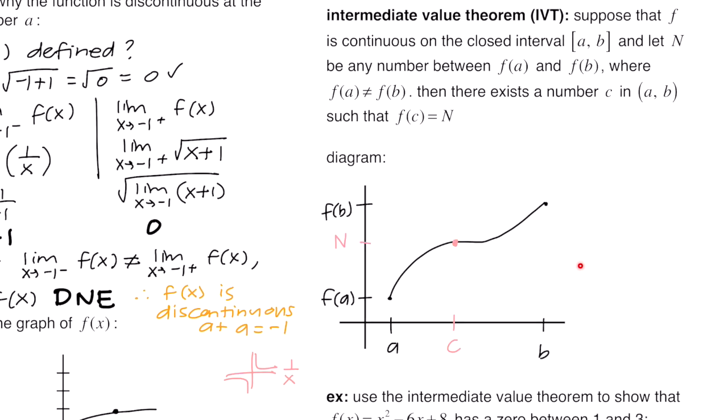So here's our diagram. We have an interval from a to b. We have that f of a and f of b are different heights, so you want your endpoints to be different heights. And then finally, we have N is a y value in between f of a and f of b. If all these conditions are satisfied, then the conclusion says there exists a number c in between a and b, so it can't be on an endpoint, such that f of c is equal to that N value.